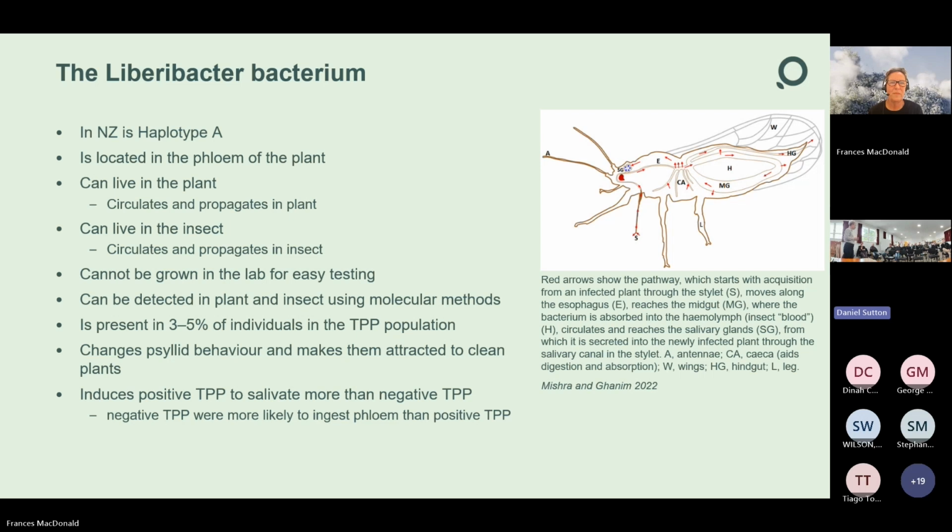Nymphs can become positive by feeding, but adults can become positive by feeding as well. The biggest issue that we have is that you can't grow Liberibacter in a petri dish like we do with some fungi. So everything we do, we need a molecular test to see whether the bacterium is present, in the spuds and in the psyllids themselves, in plant material.